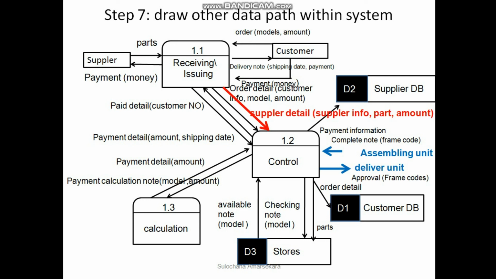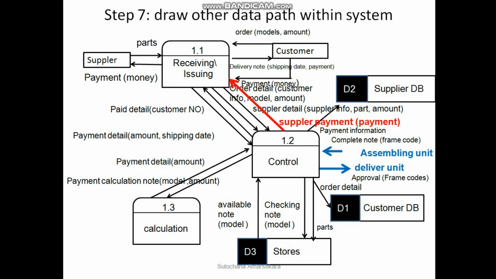Then the control unit gives an order to calculate the payment. Here I am using the previous payment calculation data path to show that connection. Then the calculation unit calculates the payment and sends that detail to the control unit. Here also I am using the previous payment detail data link to show that connection. Then the control unit sends that payment detail to the receiving and issuing unit to do the payment. This link shows that connection.